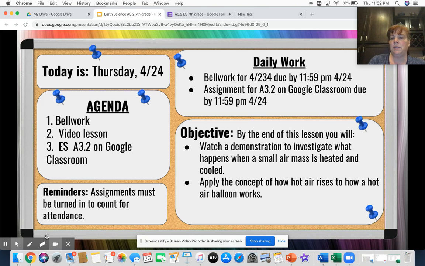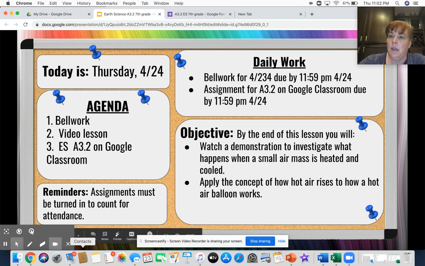Your objective by the end of this lesson: you will have watched a demonstration to investigate what happens when a small air mass is heated and cooled, and apply the concept of how hot air rises to how a hot air balloon works. So all of this is actually part of convection.